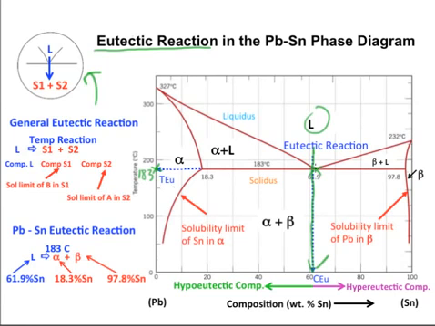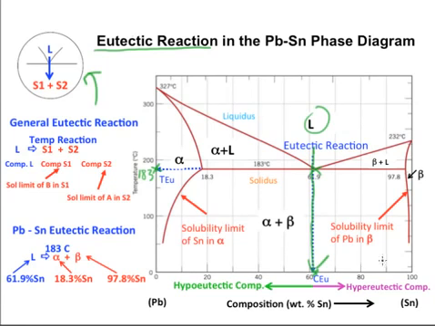The eutectic composition is the nominal composition of the eutectic reaction. So to find it, we start again at this point, and we go straight down to the x-axis, and we find it right there. And for us, it is 61.9%.